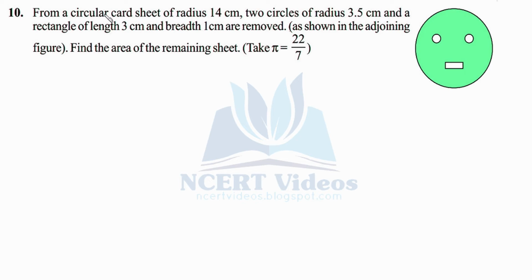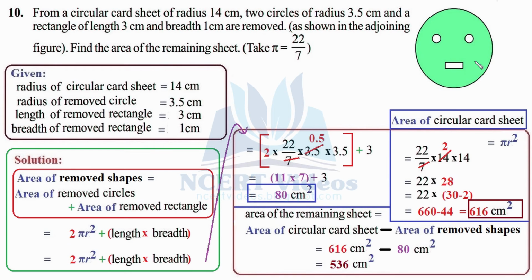Question 10th. From a circular card sheet of radius 14 centimeter, two circles of radius 3.5 centimeter and a rectangle of length 3 centimeter and breadth 1 centimeter are removed, as shown in the adjoining figure. Find the area of the remaining sheet. Take pi equals 22/7.